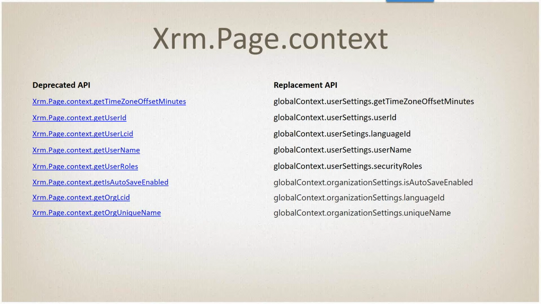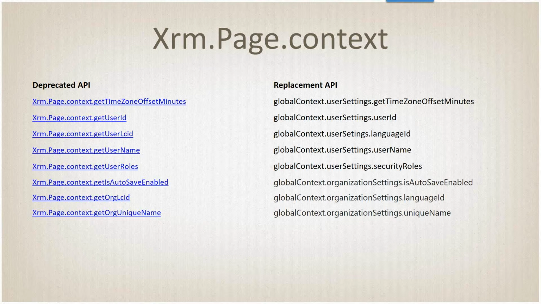So the first set is the XRM.page.context. So the context is information about the environment that you're working in. So it could be the user, it could be the form, it could be the organization. All of these things are information that helps you develop applications that are tuned to a specific user or security role or whatever else it might be.